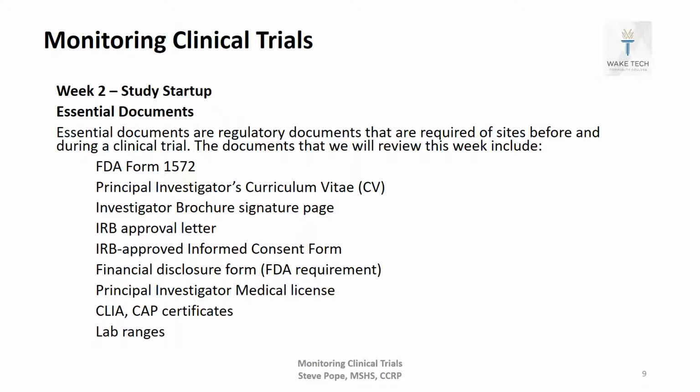We're going to collect principal investigator medical licenses and any other medical licenses for other sub-investigators. If they're going to be performing medical assessments, they need to have an active and current medical license. And then we're going to collect some lab certificates, both CLIA and CAP. These are common certificates that we'll collect for the laboratories that we're going to use. And then we're also going to collect the lab ranges.